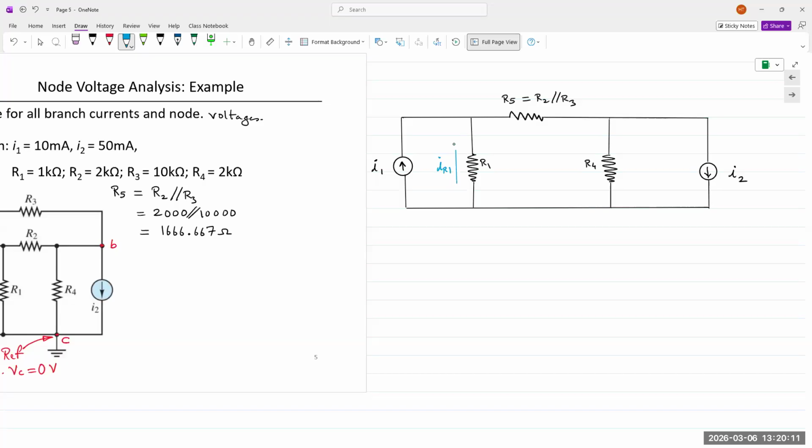The point is actually that it doesn't matter what we choose. We could choose it going up, we could choose it going down. For R5, we can choose it going to the left, we can choose it going to the right. It absolutely does not matter what direction we choose. This is an assumption on our part, but once we make this assumption, we have to stick with this assumption for the rest of the analysis.